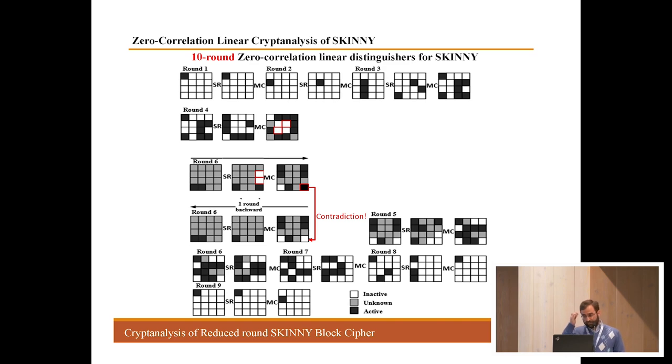What is done in this paper is that the authors observed that if we consider these two cells, they should have zero mask. If we go to the details of the rounds, then we see that if we don't want to have a contradiction, they should be zero. After the shift rows, they are in the same column, and after applying mix column, this cell should have a non-zero value. If we compare this mask to this or this mask, then we can see there is a contradiction. So by this nice trick, we can extend the zero correlation characteristic for SKINNY by one round.